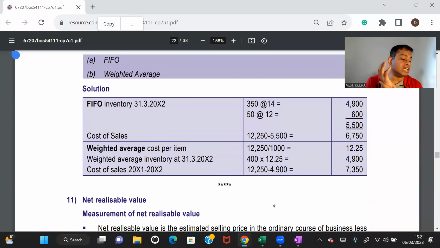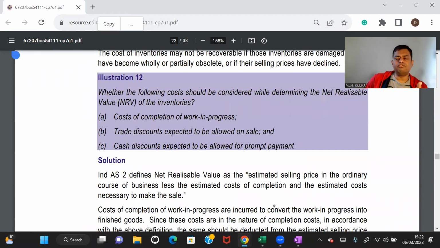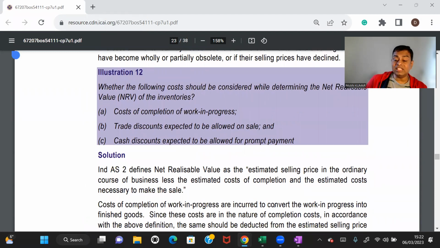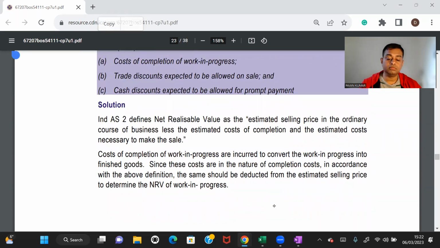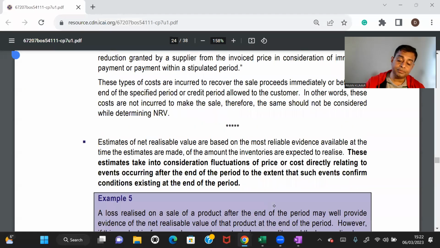Okay, so check if our answers are correct. Question number 12, cost of completion of work in progress. This we know. Trade discounts, I told you the treatment of trade discount and of cash discount. So can we say question number 12 is over in principle? When you are calculating net realizable value of work in progress, what do you do? Estimated selling price, from that you subtract further processing cost. Then you get the NRV of work in progress. Common sense, basic question. Look here, the Guidance Note on terms used in financial statements: what is trade discount, what is cash discount, and the accounting treatment as per Ind AS 2. Everything we have discussed already.